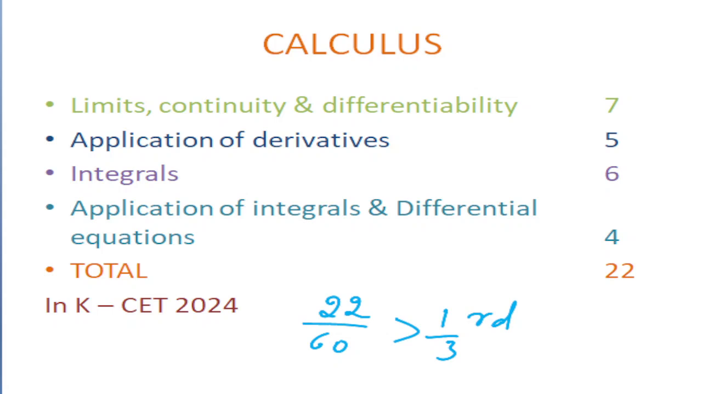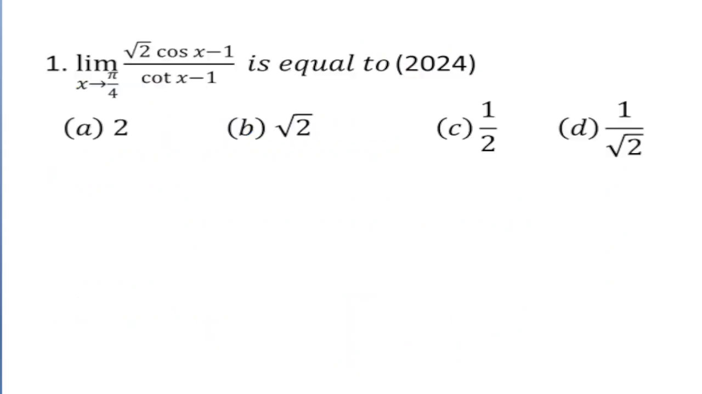It is a series friends. Now today we are discussing limits, continuity and differentiability questions that arose in 2024. Let's get into the first question friends. In 2024, the first question is limit of √2 cos x minus 1 divided by cot x minus 1 as x tends to pi by 4 is equal to, our options are 2, √2, 1 by 2, 1 by √2.